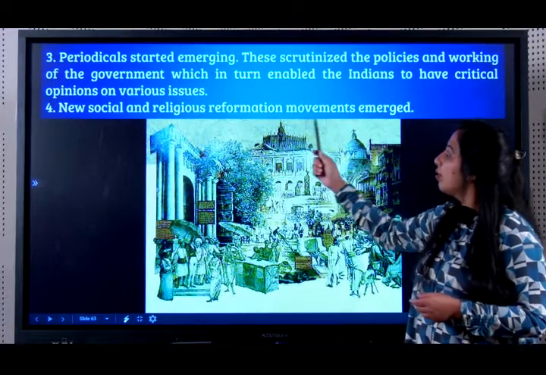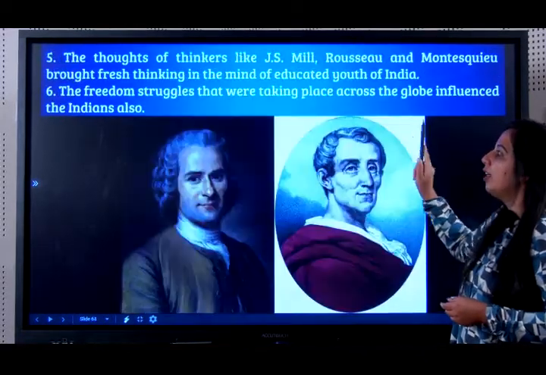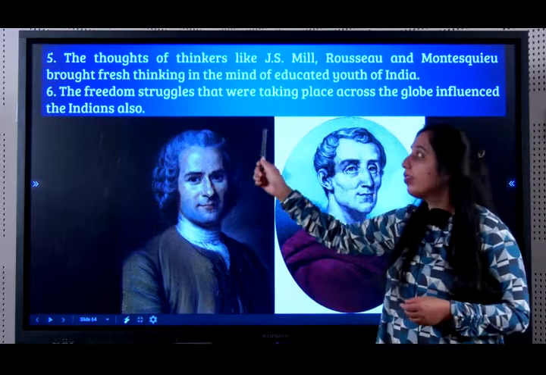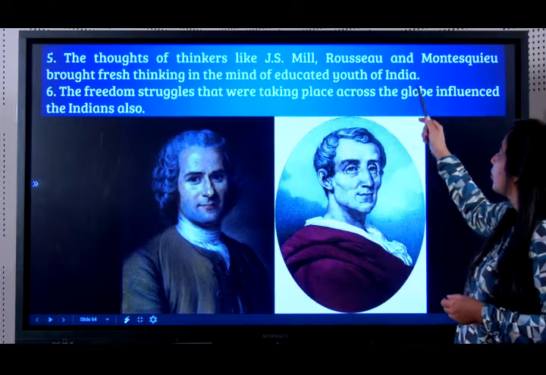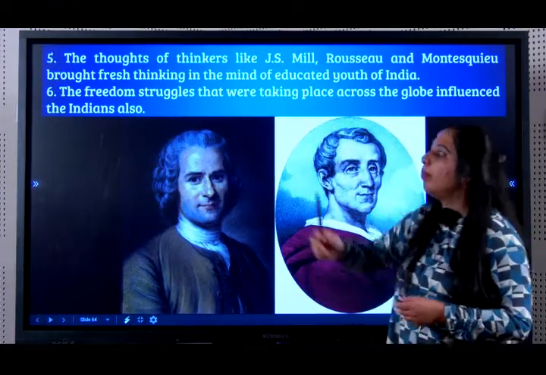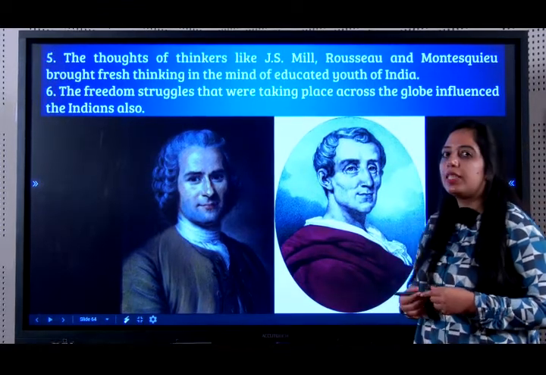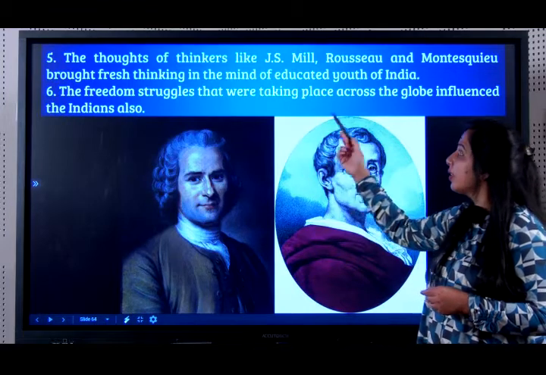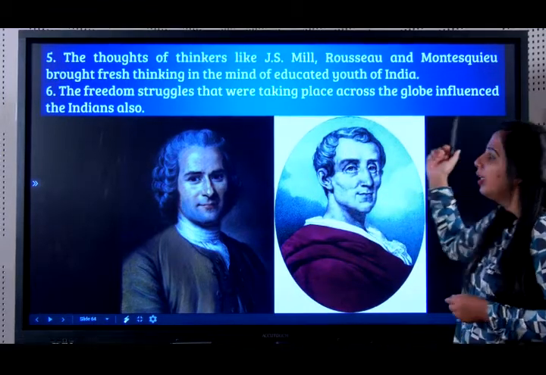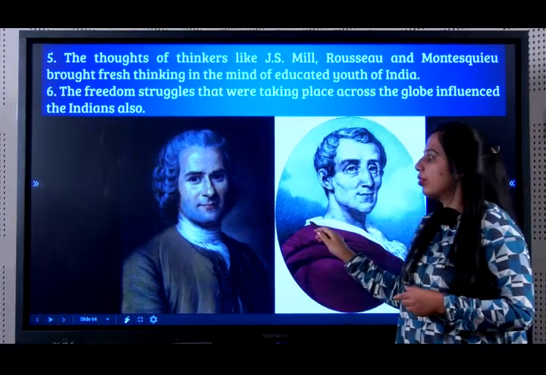New social and religious reformation movements also emerged. The thoughts of thinkers like J.S. Mill, Rousseau and Montesquieu brought fresh thinking in the minds of educated youth of India. The freedom struggles that were taking place across the globe influenced the Indians also.